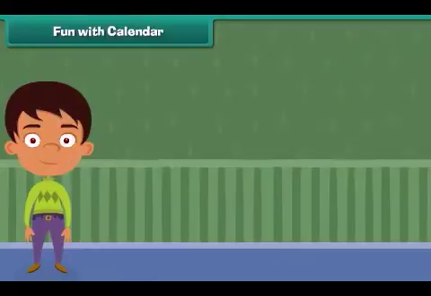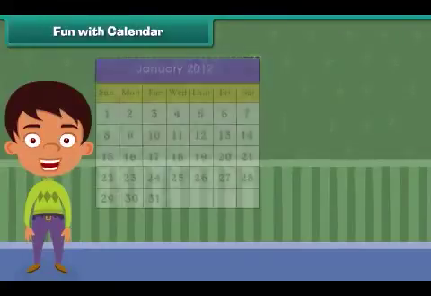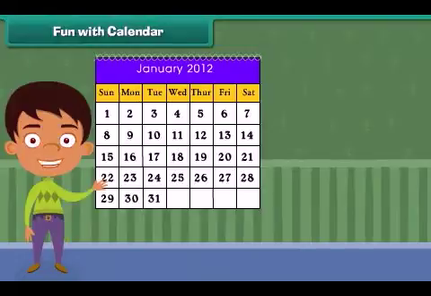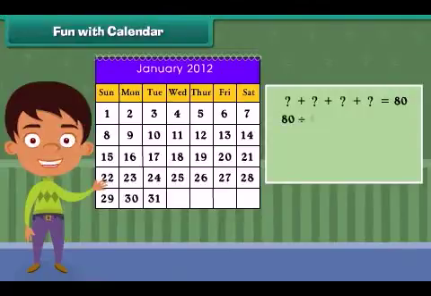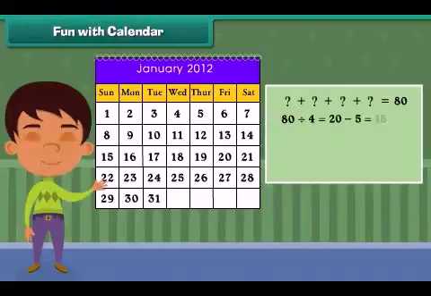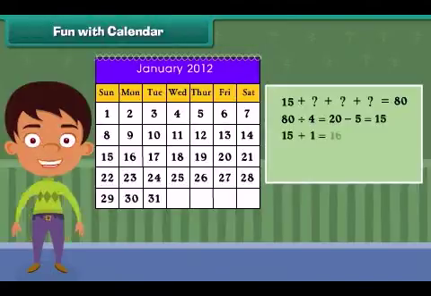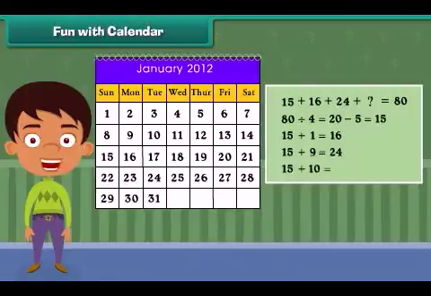Fun with calendar. Hey, let's do some more fun with calendars. Suppose your friend chooses 4 numbers in a month, say 15, 16, 24 and 25 and gives you the sum. Then how will you identify those 4 numbers when you only know the sum? Think. It's easy. The trick is to first divide the sum by 4 and then subtract 5. You will get the first number, 15. For other 3 numbers, add 1, 9 and 10 to the first number. You can also try with other numbers too.